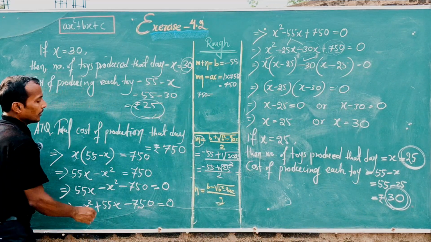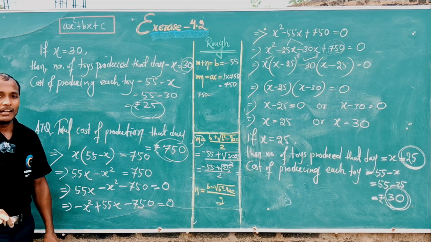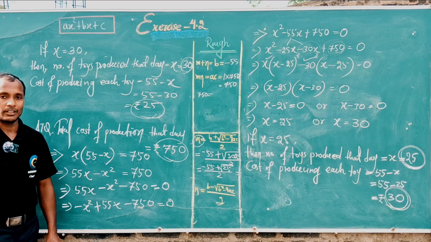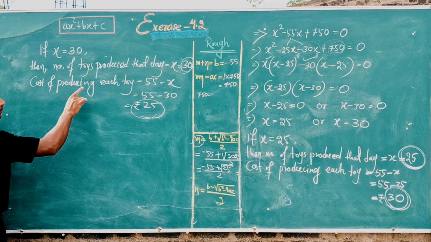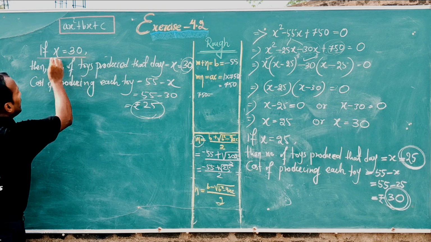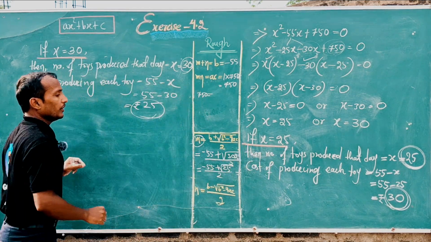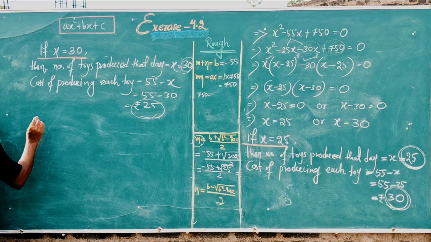In both the scenarios, the total cost of production gives you 750. So both are your answers. You have to mention both of them. Only mentioning one thing is not complete solution. Now to conclude, I will mention both these cases. If x is equal to 30 and x is equal to 25, both the scenarios are giving our answers. So let me mention.